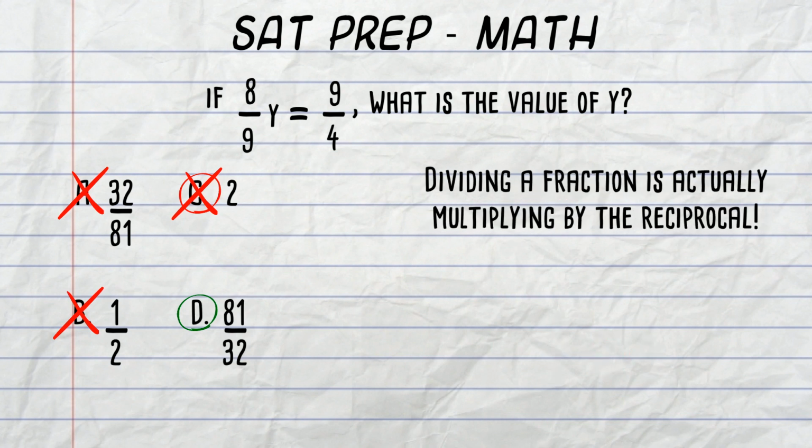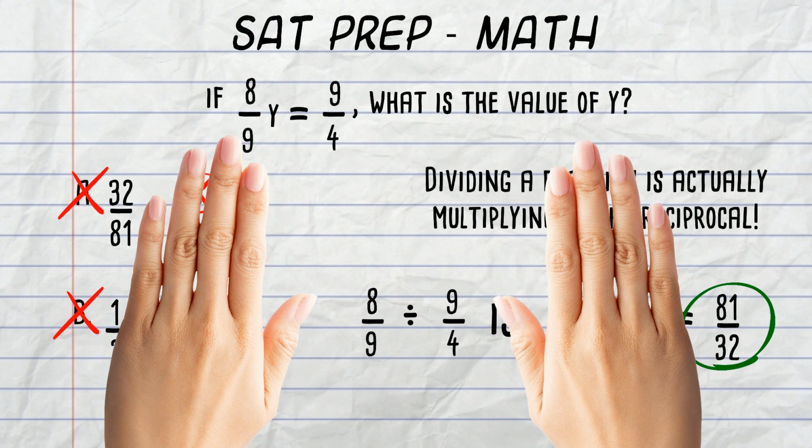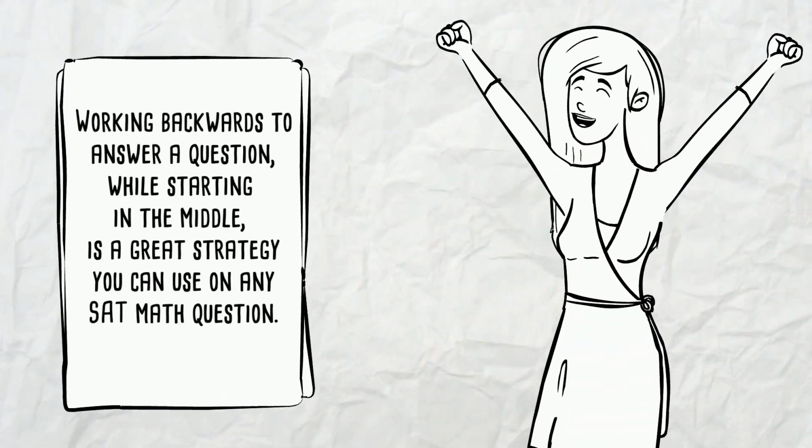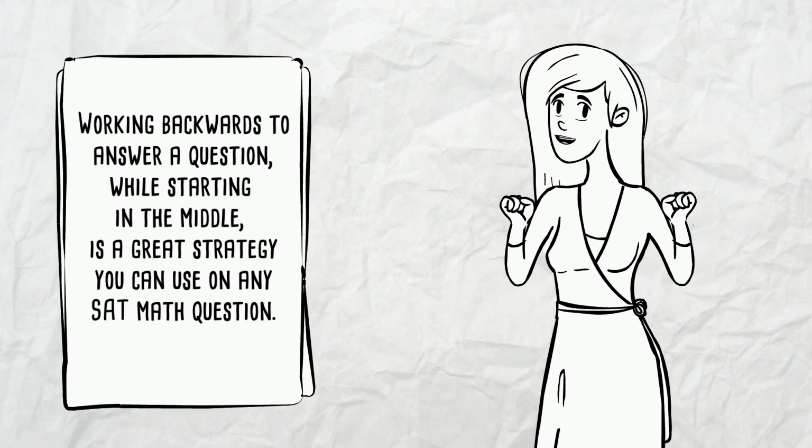Remember, dividing a fraction is actually multiplying by the reciprocal. Answer D checks out. Working backwards to answer a question, while starting in the middle, is a great strategy you can use on any SAT math question.